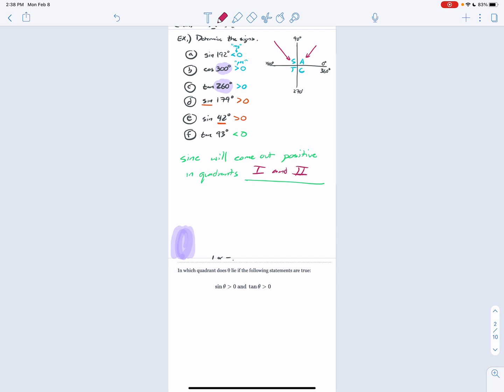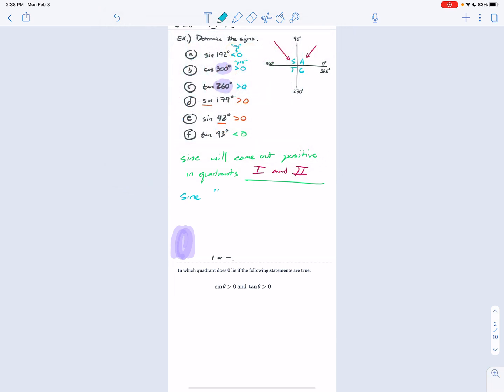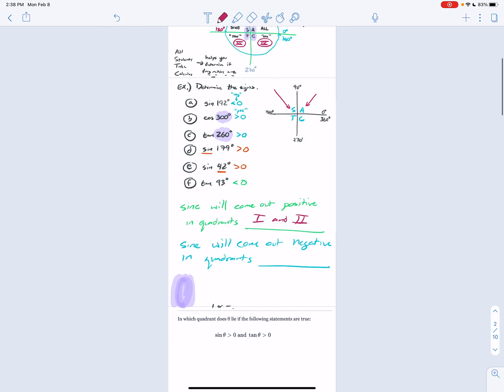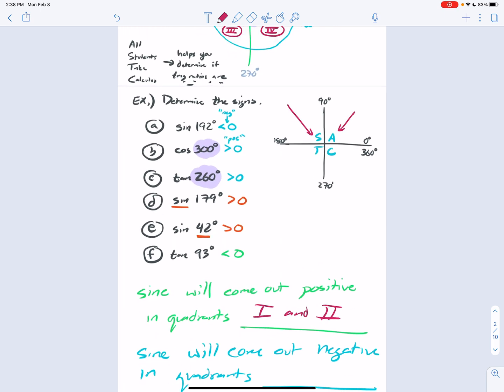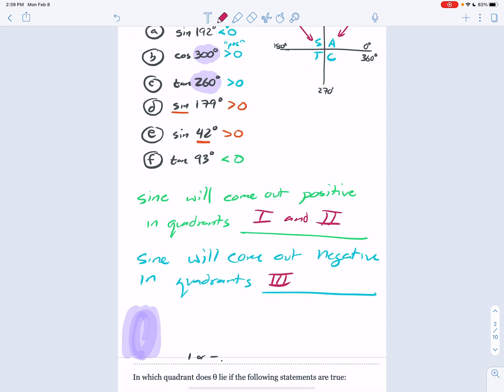Okay? So let me flip that for you guys. Sine will come out negative in what two quadrants? Think about that right there, okay? When will sine come out negative? Okay, since sine is positive in quadrants 1 and 2, sine will only come out negative in quadrants 3 and 4. I should say 3 and 4.